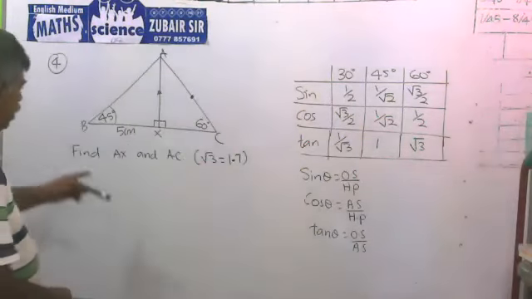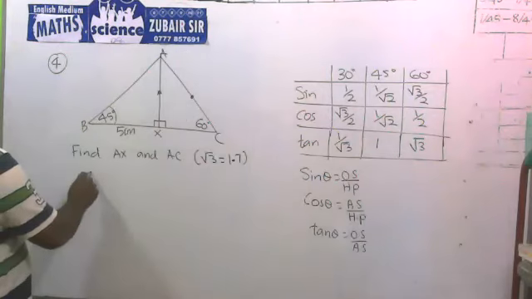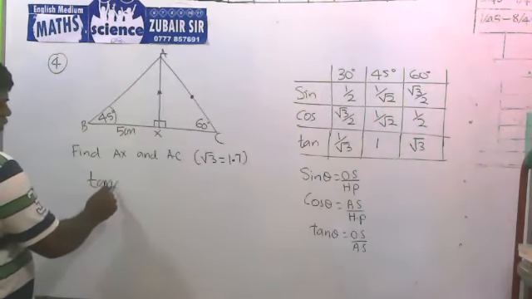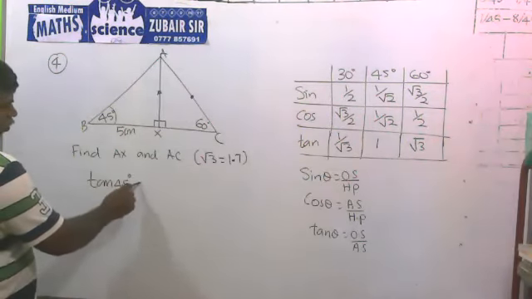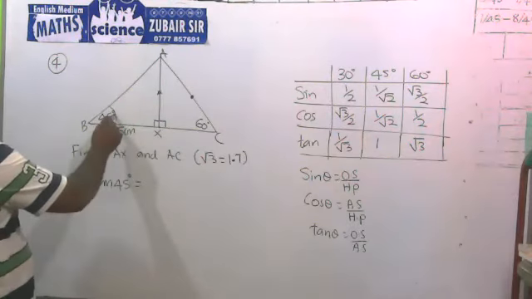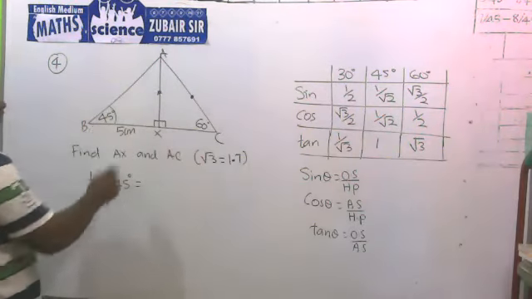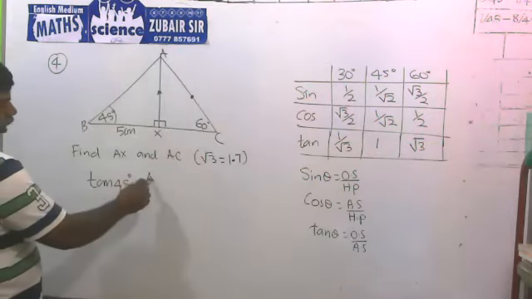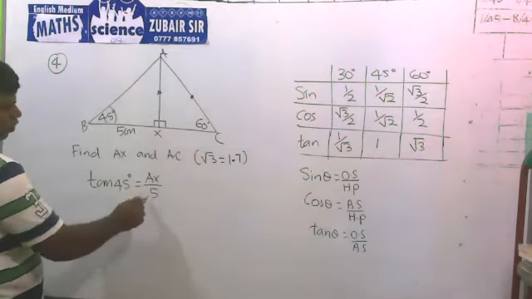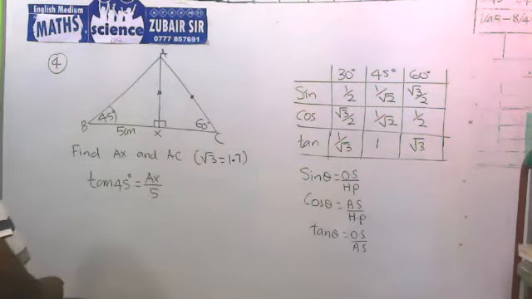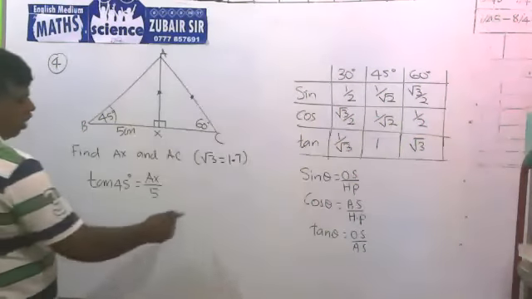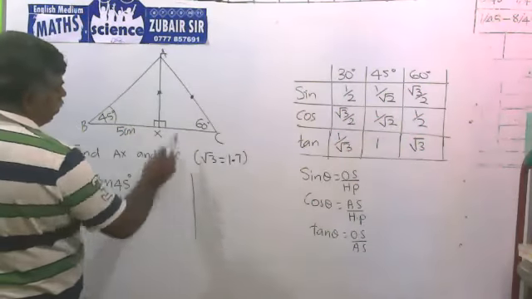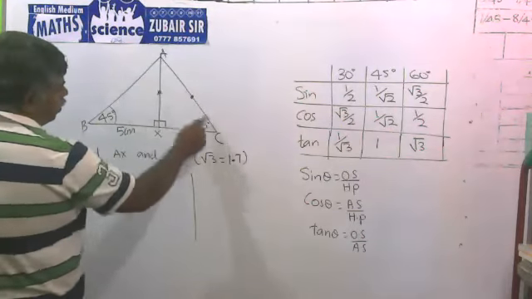So this 45 degrees there, so you can write tan 45. So when you write tan 45 is opposite over adjacent. Opposite is AX, adjacent is 5. Then you can find the AX. After finding the AX, now you know the AX, you have to find the AC.